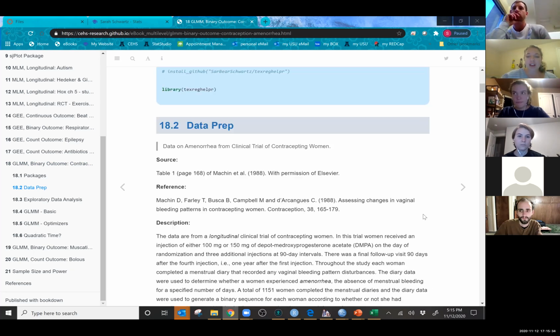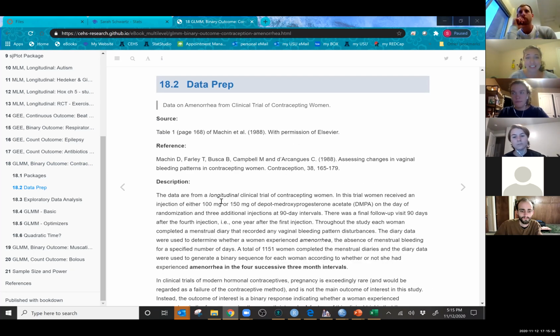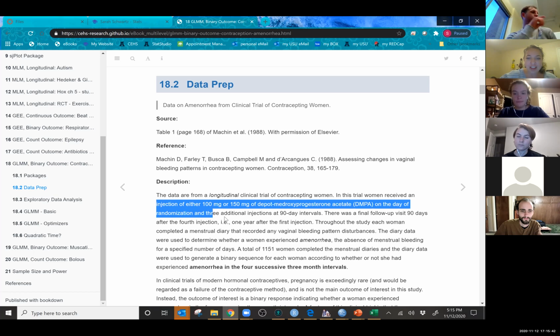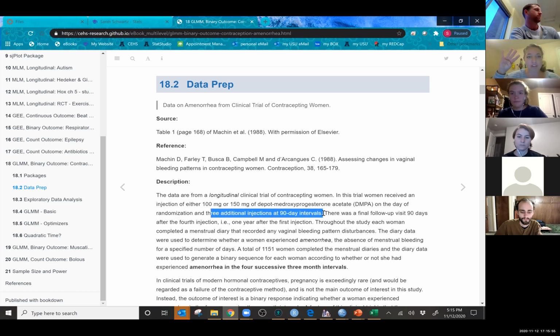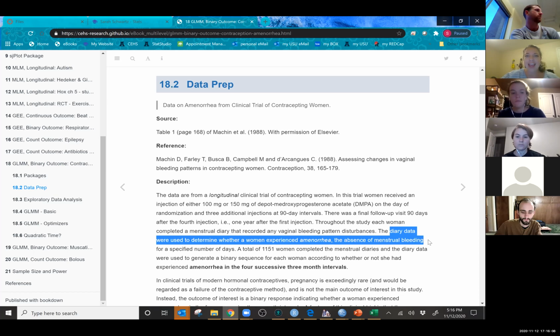So this is a longitudinal study. It was a clinical trial. So they randomized women to either get an injection of either the low or the high dose of the contraception. And then they followed up, they had an initial injection and then 3 additional injections. So they had 4 of these birth control injections 90 days apart. And at each time they had them do a journal, diary data. So they keep track of their cycle and note when they stopped menstruating, if they did.